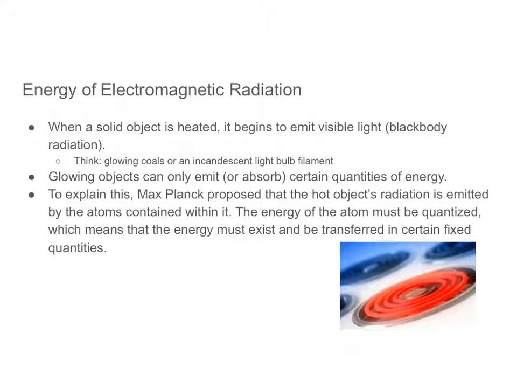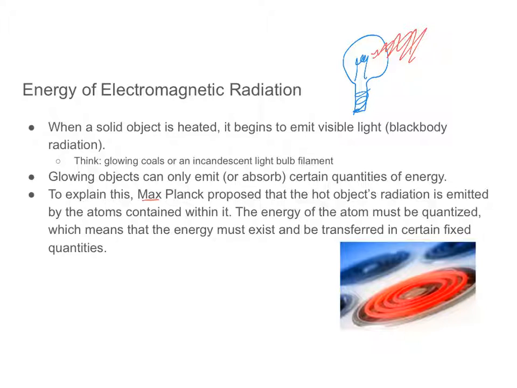Other things that we need to remember about the energy of electromagnetic radiation, and this is a lot of the stuff we've covered already, is that when you heat up a solid object, it begins to give off visible light. That has a special term in physics called black body radiation, but think of your glowing coals in a fire or the incandescent light bulb filament. You've got your light bulb, and inside you've got that piece of metal, and when you run electric current through it, that piece of metal gets super hot and really, really bright, and it gives off light waves that we can see. The problem is that we had a hard time explaining it.